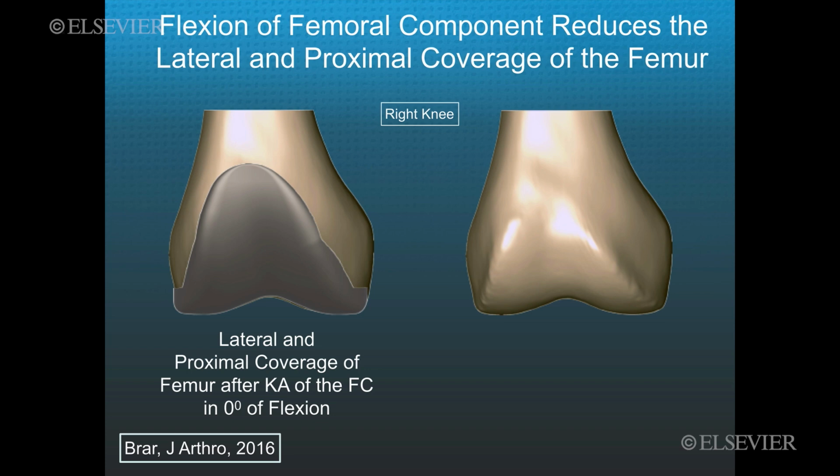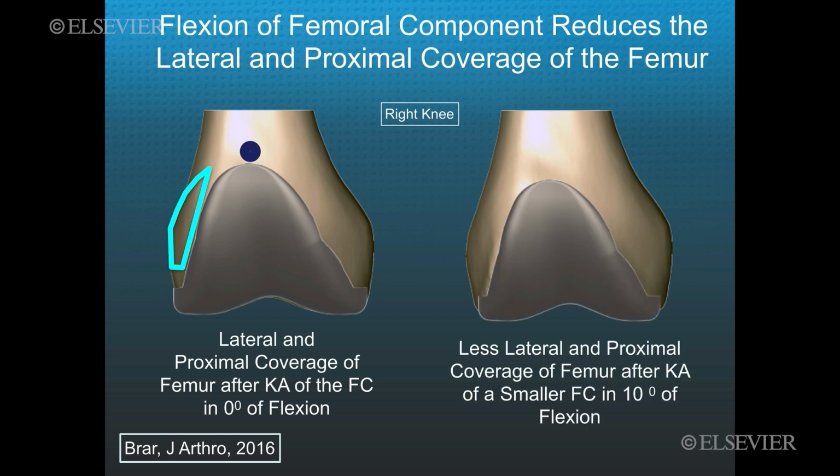Here we see 2 different knees. Here we have the lateral and proximal coverage of the femur after kinematic alignment of the femoral component in 0 degrees of flexion, and the outline there shows the lateral uncovered region, and the blue dot shows the limit of the proximal coverage. And then when we flex the femoral component 10 degrees, we have to downsize 1 or 2 sizes of the femoral component to avoid liftoff anteriorly, and you can see there's a substantial reduction of the lateral coverage and a substantial reduction of the proximal coverage of the femur.